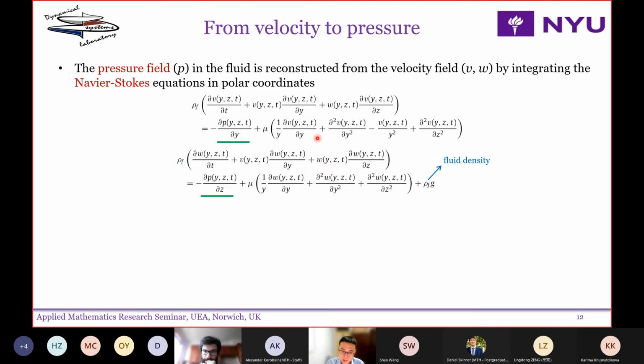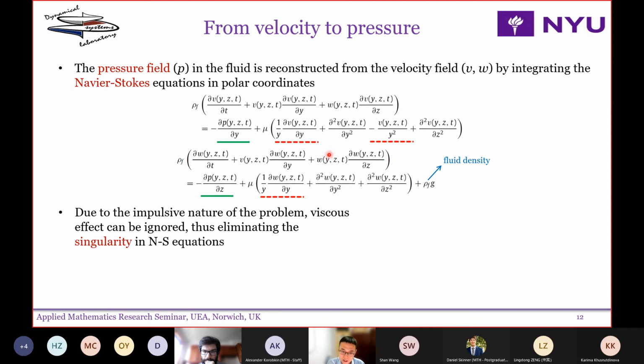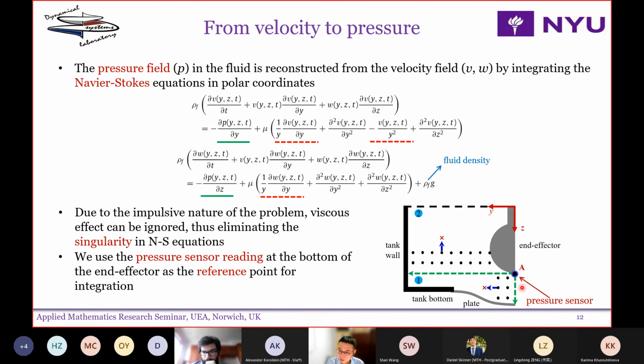Before we do that, we can simplify this problem further because we know that the problem has a very high Reynolds number, so we can ignore the viscous terms in these two equations. That also helps us get rid of some of the singularities associated with the viscous term. Of course, we can also keep this term and use L'Hopital's rule to get rid of the singularity. To do the pressure integration, we also need a reference point for the pressure, and the point that we use is our pressure sensor measurement at the bottom of the sphere. We started from that known pressure point and then integrated and obtained the pressure distribution over the entire fluid domain. So that is our analysis of the flow physics.